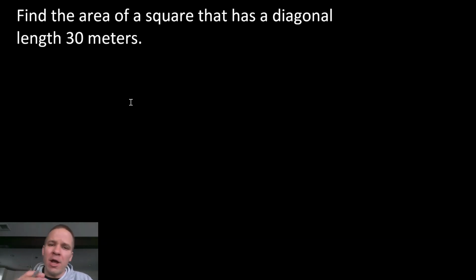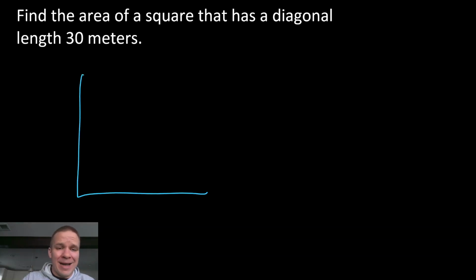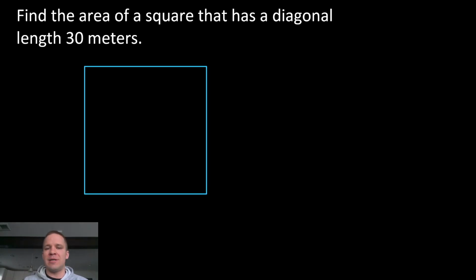We're going to find the area of a square that has a diagonal of length 30 meters. First thing I'm going to do is pop down a square for my diagram. Boom. Look at that perfect square. Every time, baby. Every time.